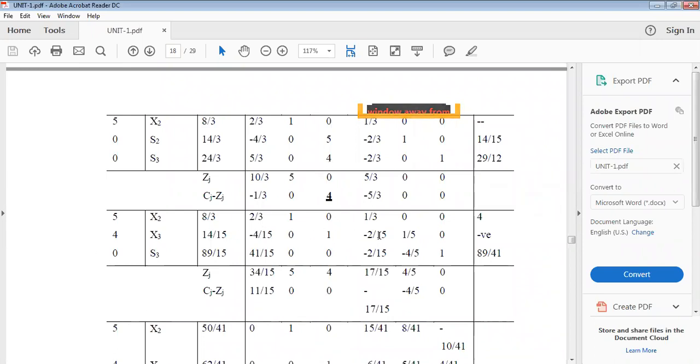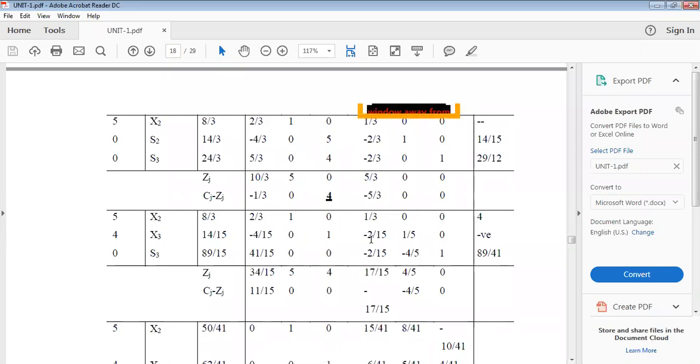4 into new row 2, please write down, 4 into new row 2. And if you calculate this automatically, it will come like this. Now, this is the next iteration. And you can find out 1, 0, 0, 0, 1, 0, and all these things.